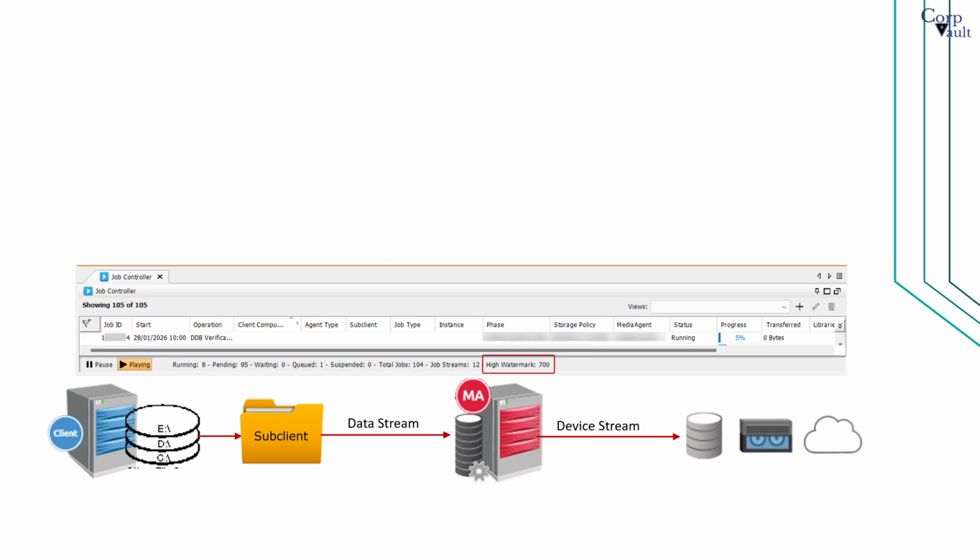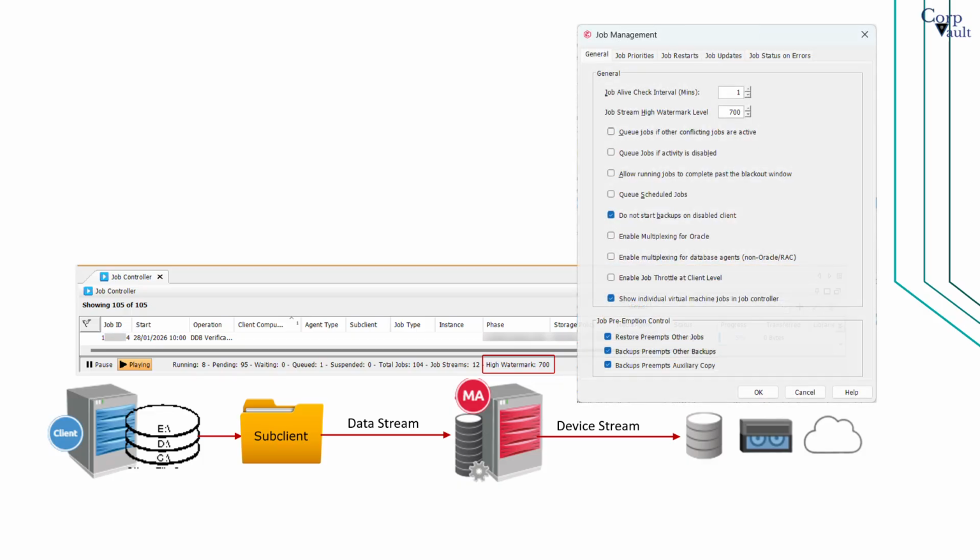The high watermark is the upper limit for the number of job streams that the job manager can run simultaneously across the CommServe. It is set as a numeric value, set under job management. The default maximum supported is 3,000 streams.